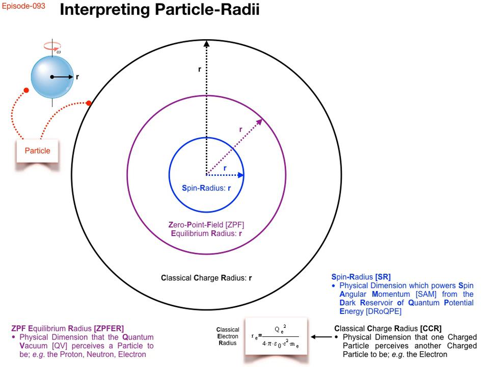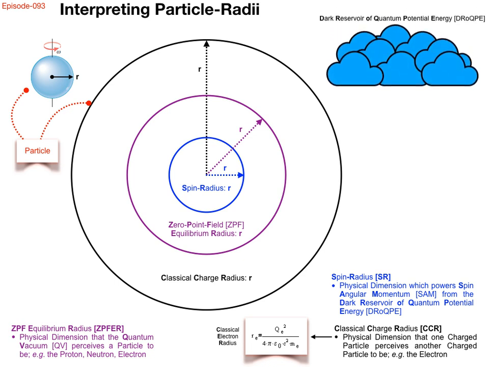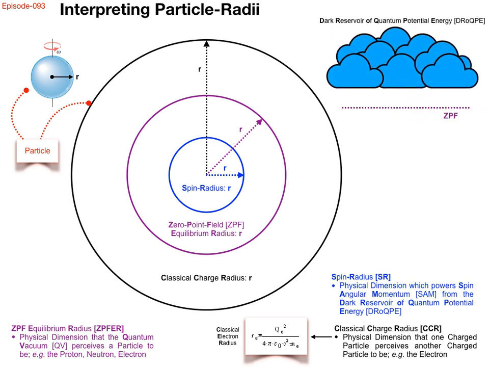Lastly, we shall define the classical charge radius as the physical dimension, that is, the size, that one charged particle perceives another charged particle to be. In other words, it is the physical dimension which characterizes particle interactions at the atomic scale, for example, the classical electron radius.